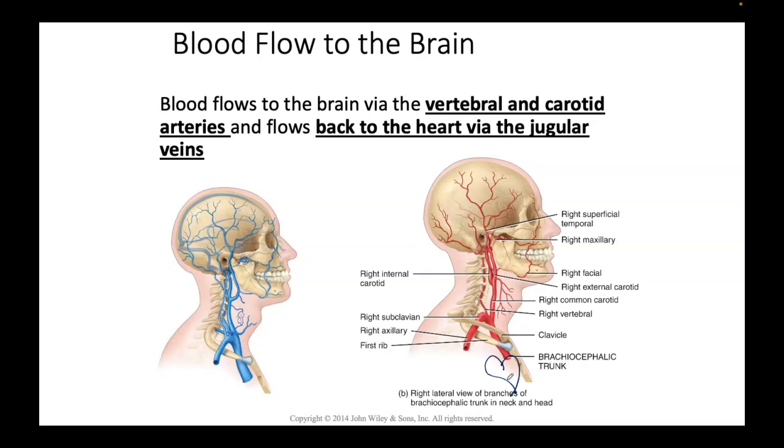So you have the heart down here, and we're going to have some branches coming off of it, specifically the vertebral arteries and the carotid arteries. They're going to bring blood and oxygen and nutrients to the brain. And after all the nutrients and oxygen are there, we're going to drain it by the jugular veins.